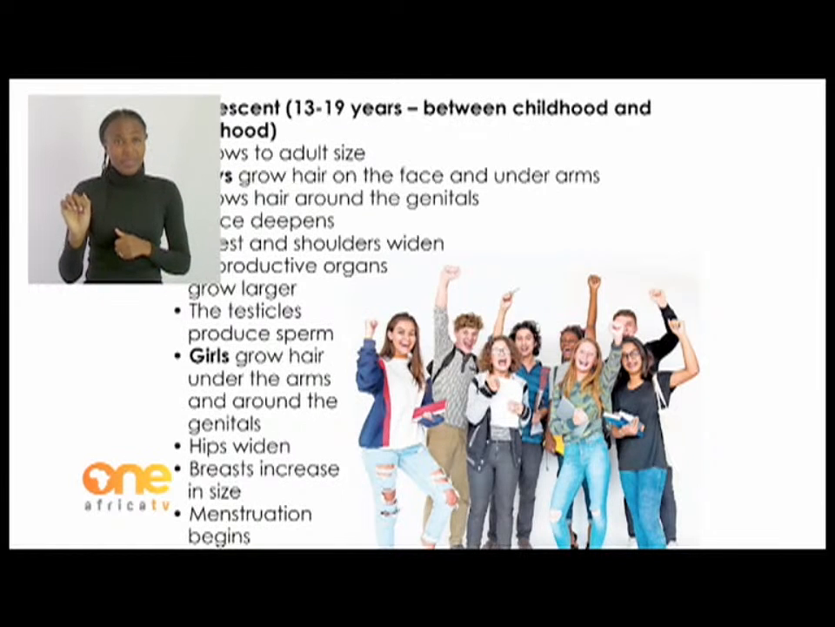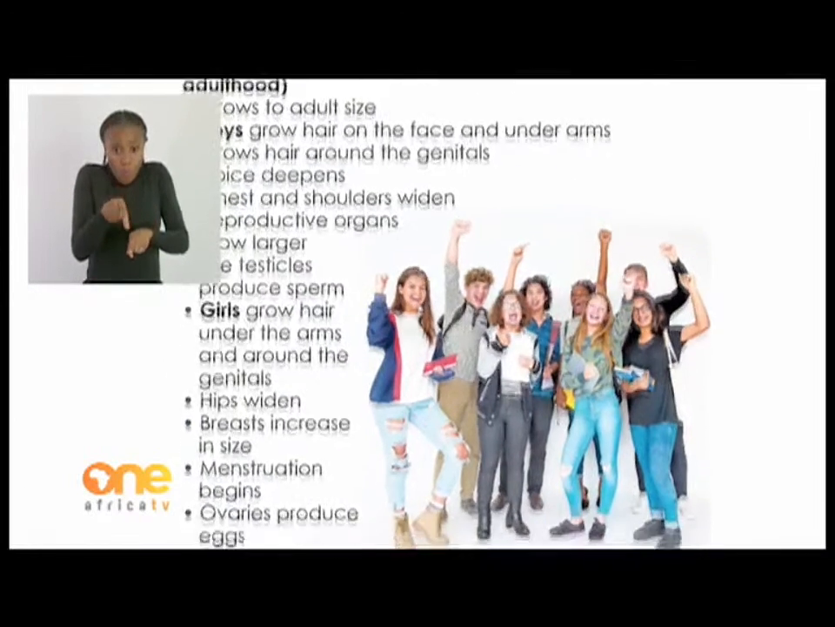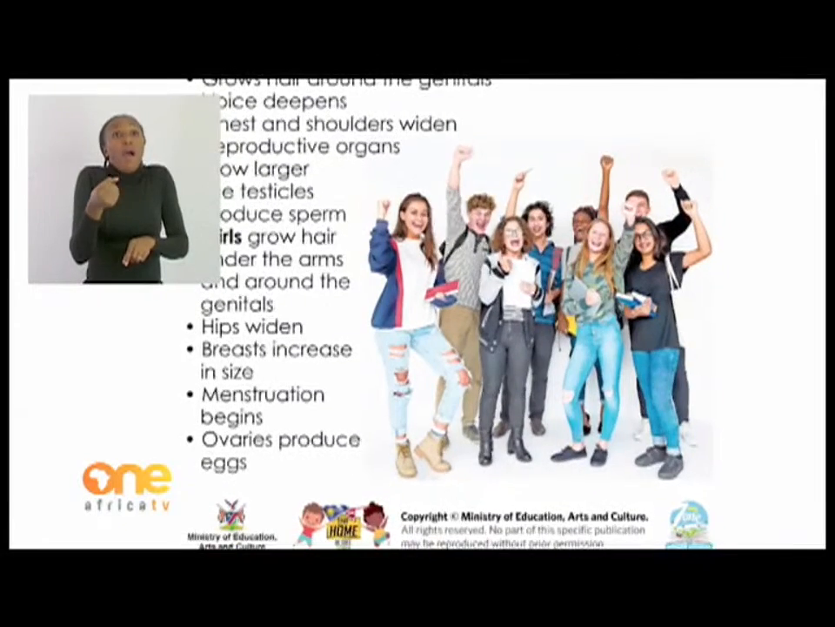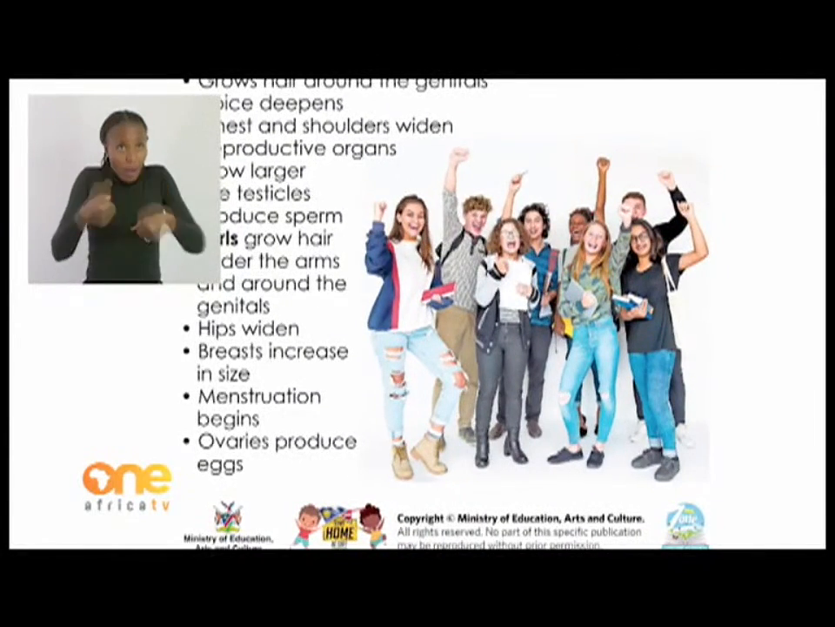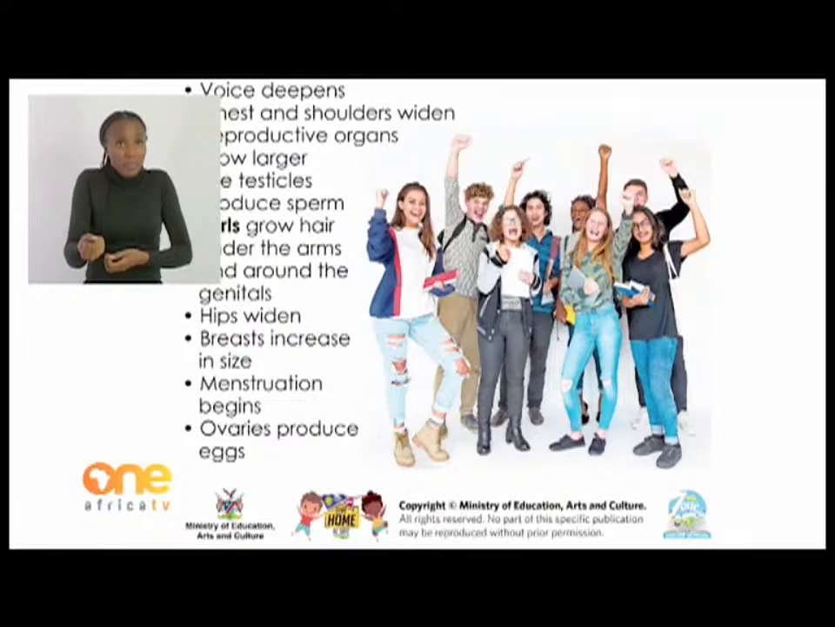The reproductive organs grow larger. It means their genital parts, they become bigger. The boys, the testicles, they start to produce sperm. It means they are at the stage of making babies. The girls grow hair under the arms and around the genitals. It means under their armpits, they grow hair and also around their reproductive parts.